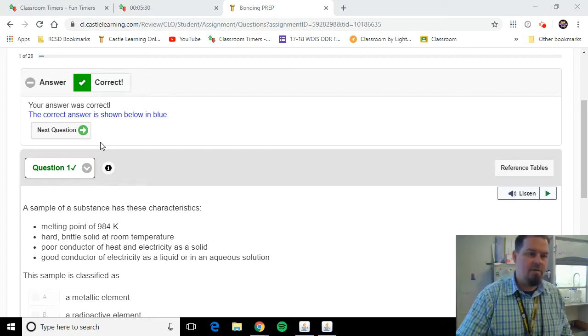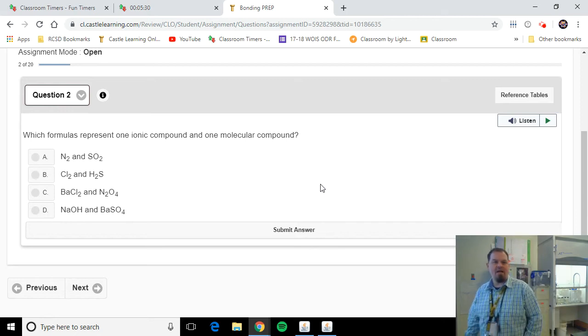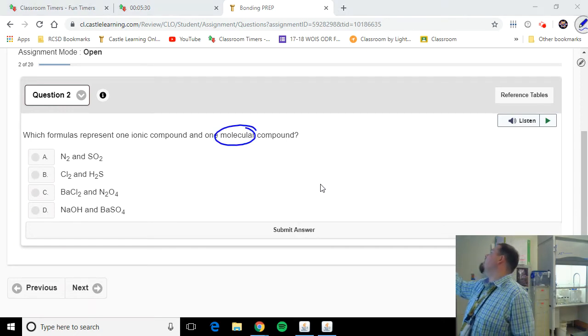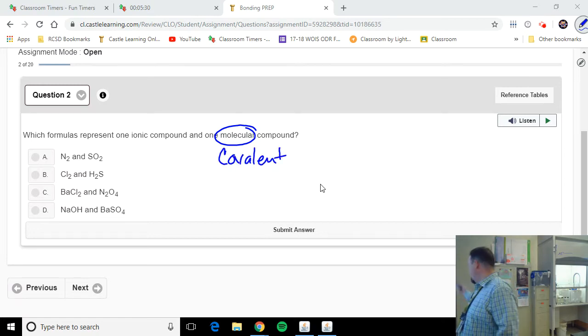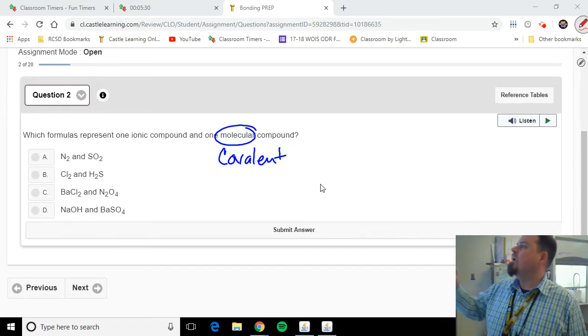Okay, maybe got to use the mouse after all. Here we go. Which formula represents one ionic and one molecular compound? So here it is again. Molecular means covalent. It's a code word. I know I said it in the video at least once, I hope. And now here we go. I said it twice on this video.